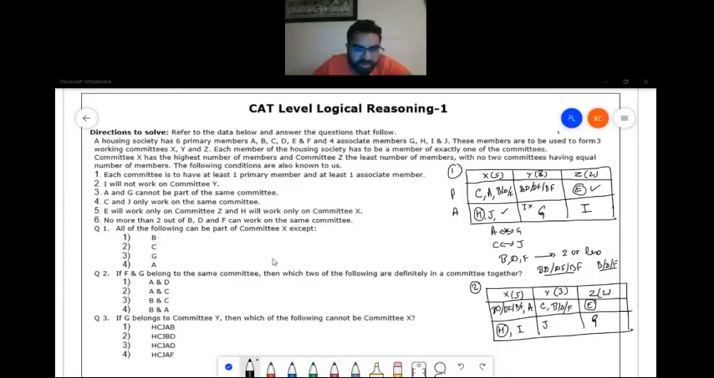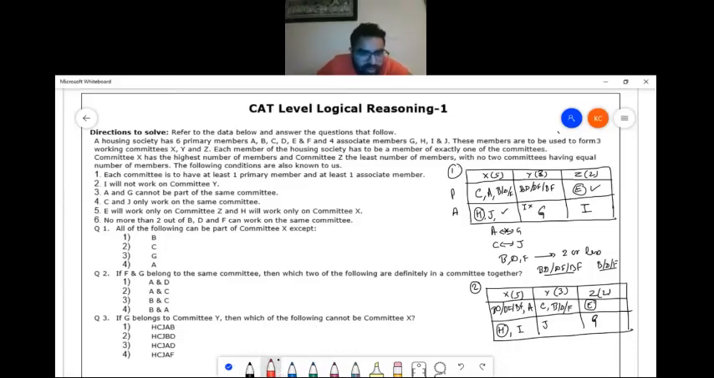So all of the following can be part of X, except who cannot be part of A. So if you see, B is there, C is there, G is there, G cannot be there, sorry. G can be part of Y or Z. F and G belong to the same committee. F and G same committee mein kaha pe. It can be in only Y here, the case one.